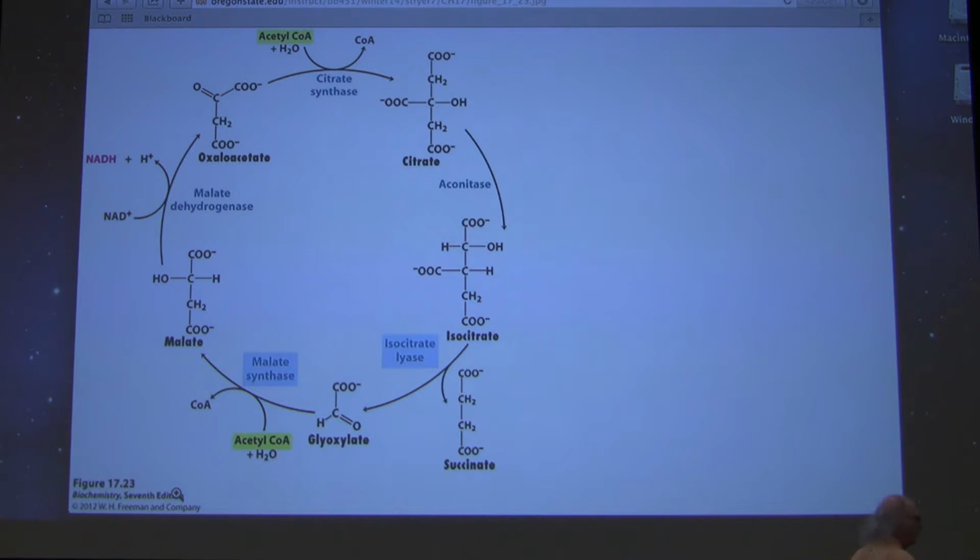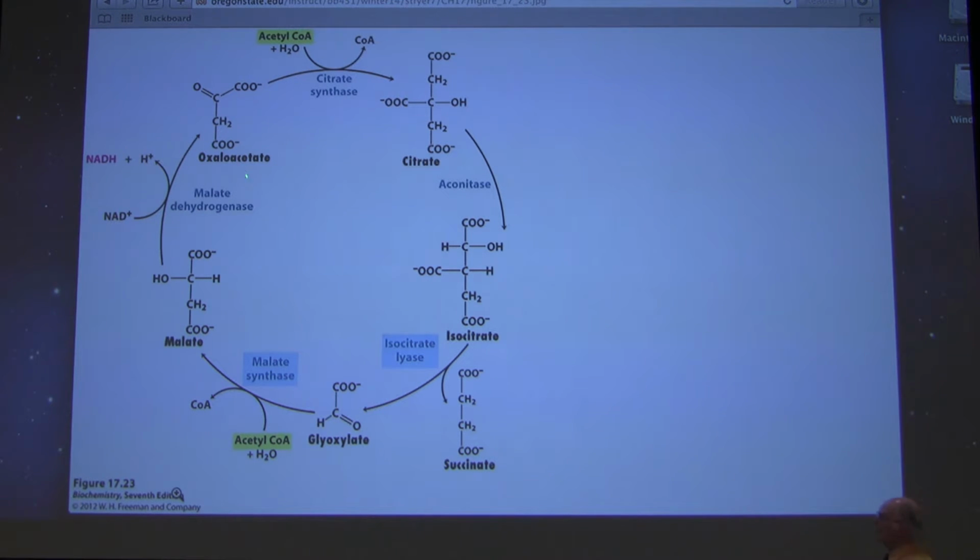By the time we get around 1 turn of the cycle, we have 2 oxaloacetates, not 1 oxaloacetate. Okay? And because of that, every turn of the cycle generates an additional oxaloacetate. Well, what was the input material? The input material was acetyl-CoA. That's the only thing that came into this cycle. 1 acetyl-CoA here, 1 acetyl-CoA here. Those 2 acetyl-CoAs ultimately become an oxaloacetate.